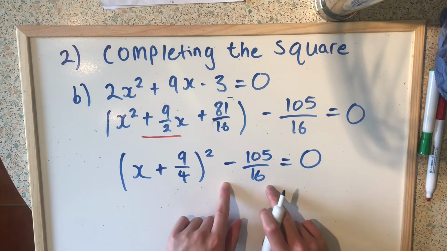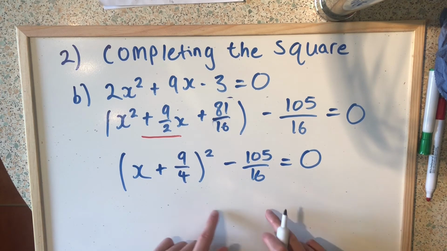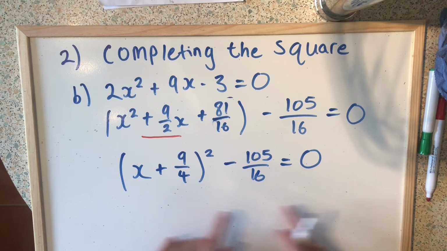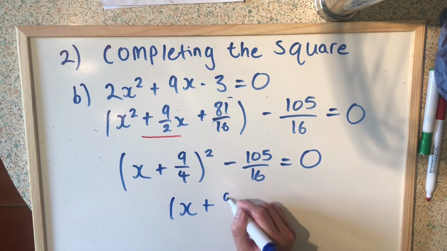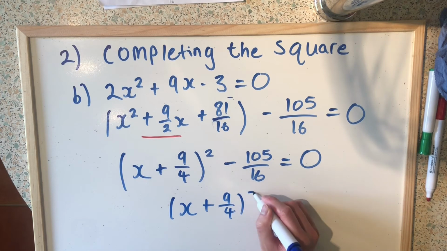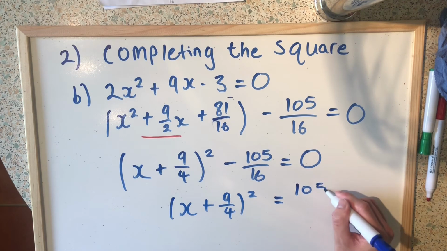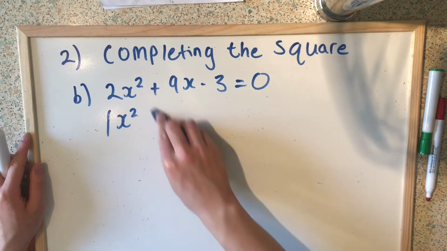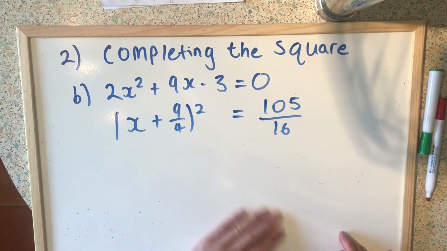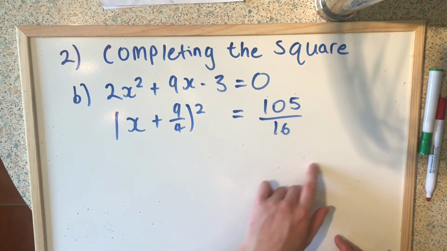Now we want to move this 105 over 16 onto this side. So we're going to add 105 over 16 to both sides. So we're going to have x plus 9 over 4 squared is equal to 105 over 16.